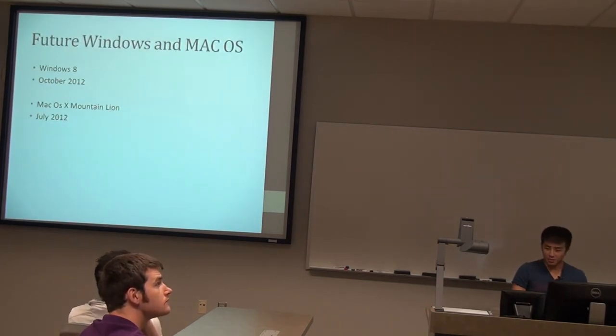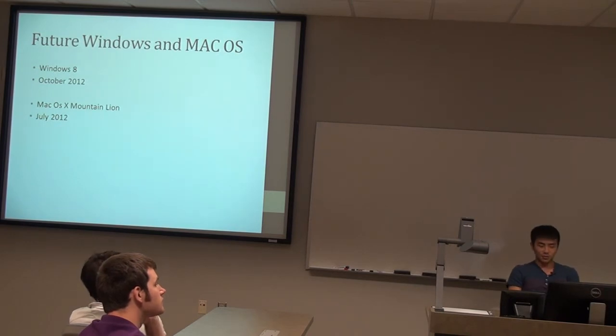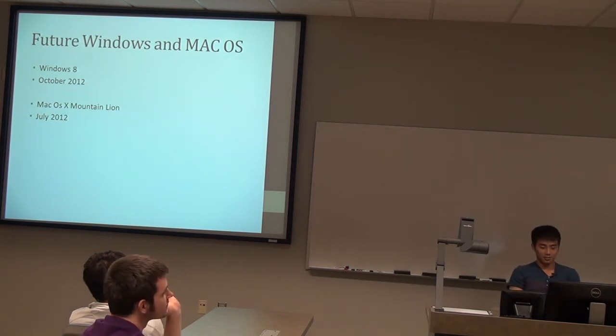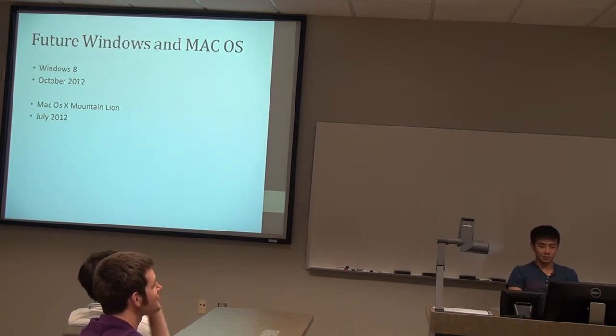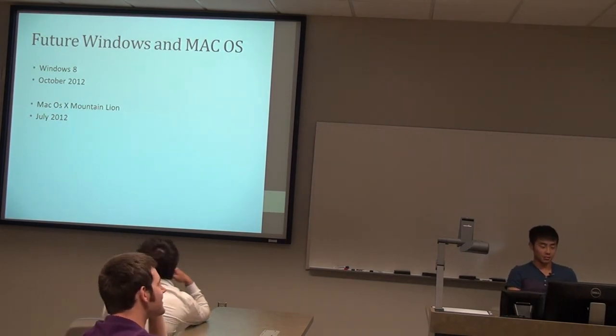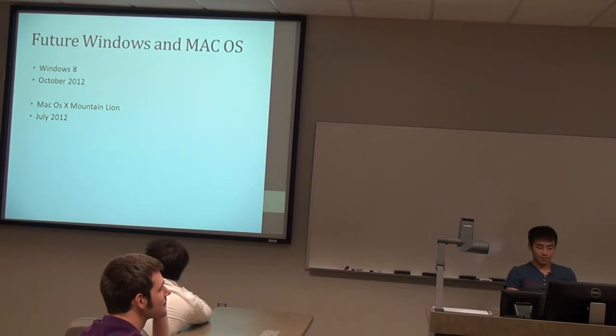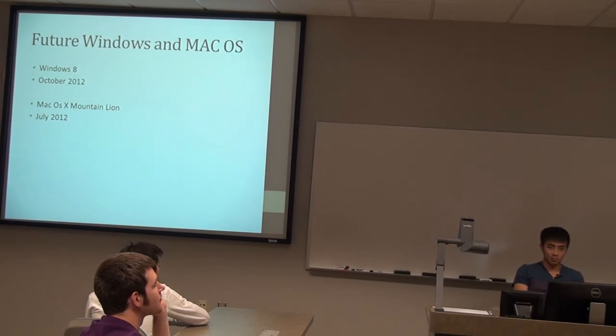And the future of Windows and Mac OS. So Windows 8, the unofficial release date is October 2012. And that one will have new features. Touch. Is it going to have touch? I'm not sure. I didn't really research it that much. I don't know. And then Mac OS X Mountain Lion, which is going to be released in a couple of weeks in July. And that pretty much concludes my presentation.